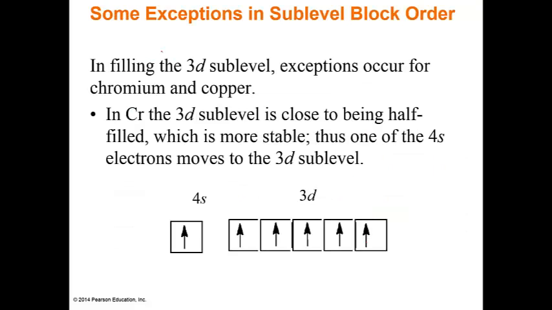All right, in filling the 3d sublevel, exceptions occur for chromium and copper. In chromium, the 3d sublevel is close to being half filled, which is more stable. Thus, one of the 4s electrons moves to the 3d sublevel. There are always exceptions to the rule. In the case of chromium and copper, this is what happens. Normally, we would have this filled, and then that wiped out. But since that 3d sublevel is more stable than the next energy level, we drop back down into there to make it more stable.